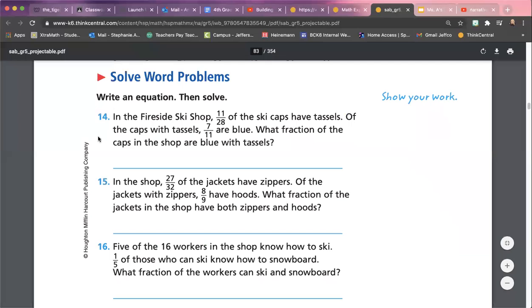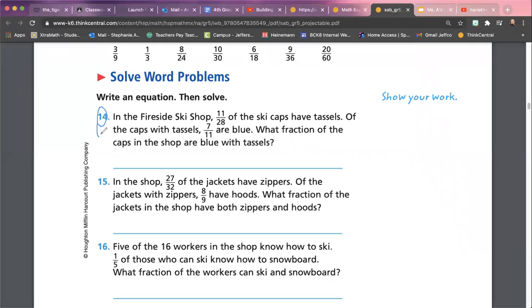So in the Fireside Ski Shop, 11/28 of the ski caps have blue tassels. Of the caps with tassels, 7/11 are, or excuse me, I read ahead. 11/28 of the ski caps have tassels. Of the ski caps with tassels, 7/11 are blue. What fraction of the caps in the shop are blue with tassels?